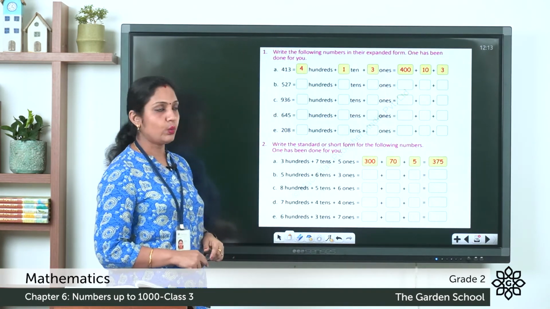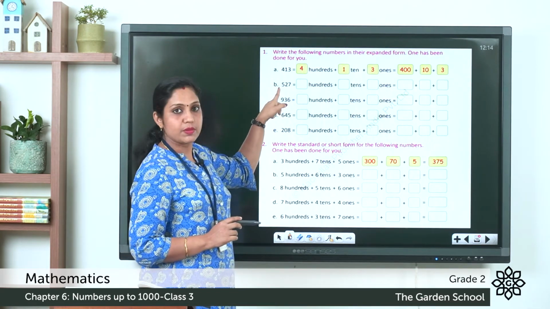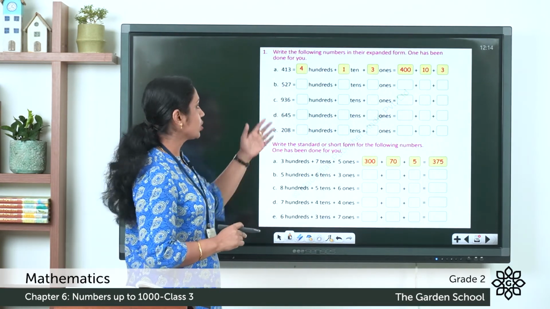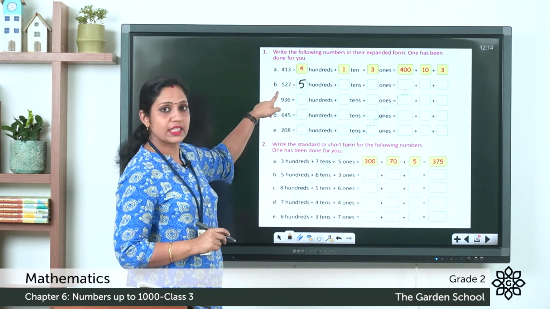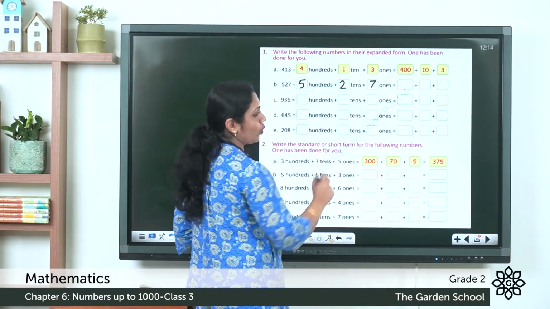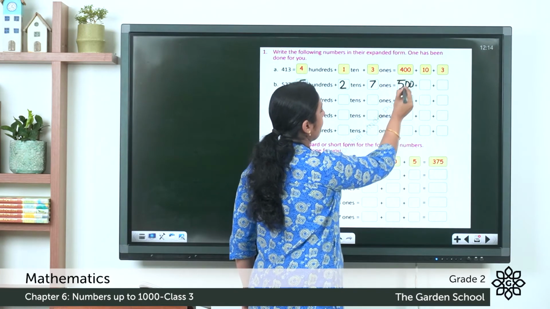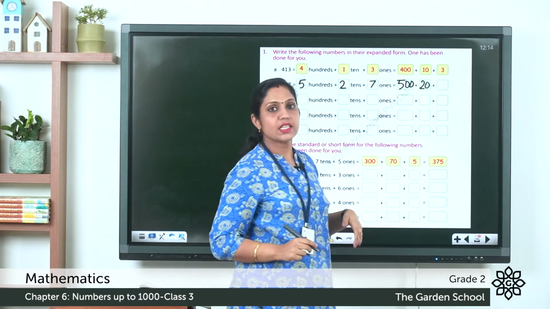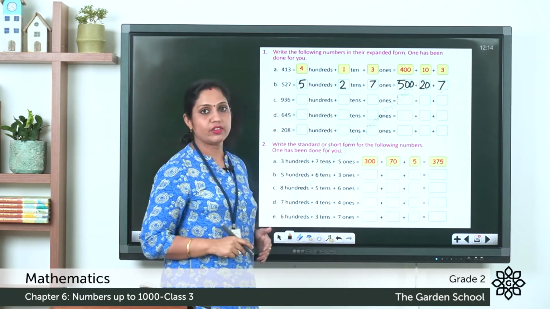Now let's check the second one. We have 527. So 5 comes in the hundreds position, 2 comes in the tens position, 7 comes in the ones position. So we can write it as 5 hundreds plus 2 is in the tens position, so write it as 2 tens plus 7 ones. So we can write it as 500 plus 2 tens becomes 20 plus 7 ones becomes 7. Likewise, you can complete the rest of the exercises.